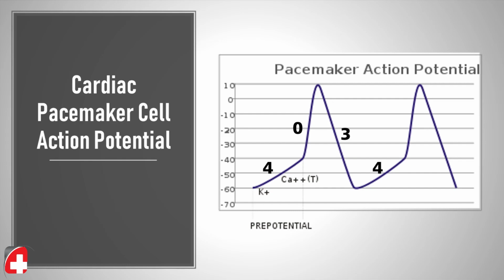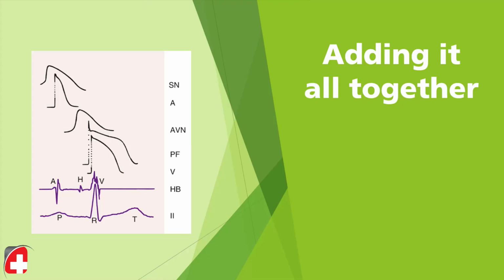So it has only phases 4, 0, and 3. It doesn't have a phase 1 or phase 2. So it has this rhythm, almost like a sine wave pattern to it, where it just continues to leak and spontaneously get to the point of depolarization. So it looks a little bit different from what you're typically accustomed to seeing when you look at a cardiac myocyte. So let's put it all together.